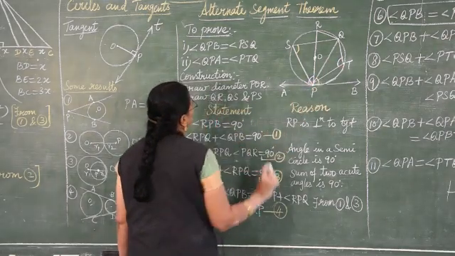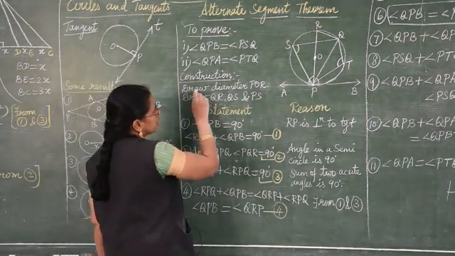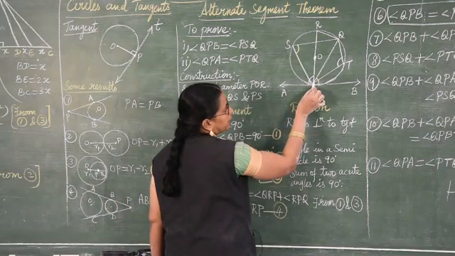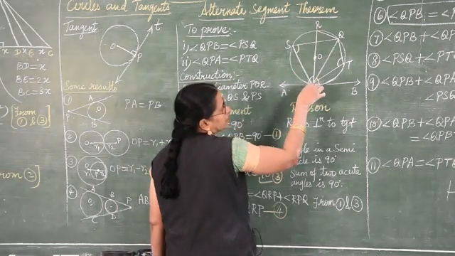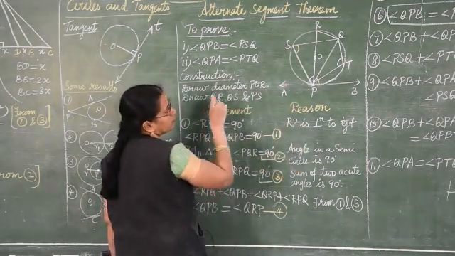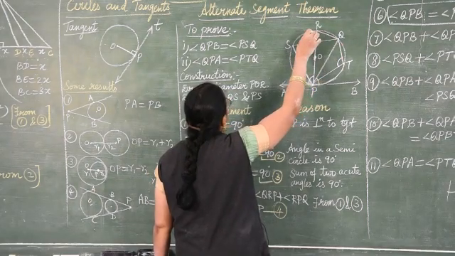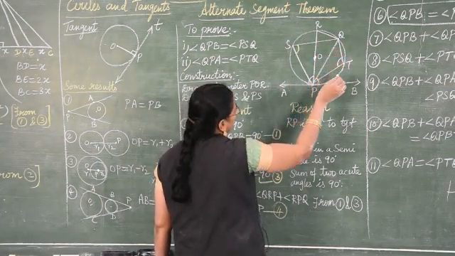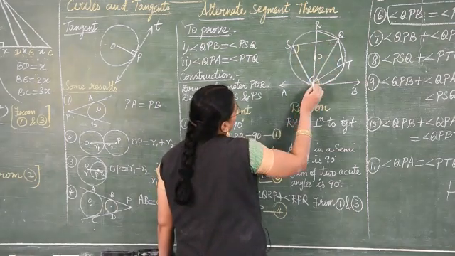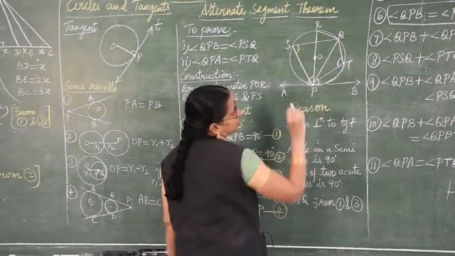And then what are the things you are constructing? Construct the diameter POR. From the point of contact P, you are drawing the diameter of the circle. PR is the diameter. Then draw QR. Then you will join QS. Then PS also you will join. Then PT also you are joining.